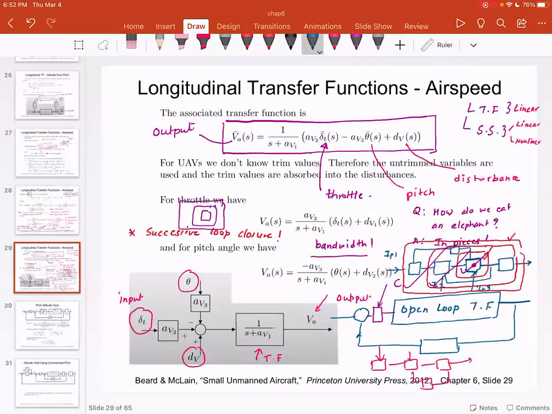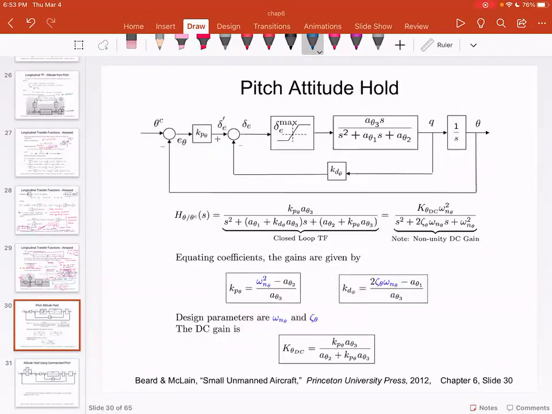And when we are talking about this equation in chapter 5, I kind of talked about successive loop closure. So let's try to see how these loop closures are implemented. So let's look at the innermost loop. Innermost loop is we want to hold the pitch angle at certain constant value. So again, just to give you an idea, this is the pitch angle. This is the pitch rate. This is the transfer function that relates the elevator command to the resultant pitch rate.